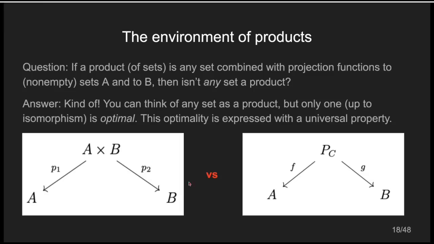Because as long as A and B are non-empty, any set is going to have functions to them. So let's say PC is a candidate for the product, a product candidate. It's just some arbitrary set we don't know. Well, doesn't it have a function f to A and a function g to B? The answer is kind of, yeah, it does. But what we're going to see is that it's not necessarily optimal. A times B is going to end up being optimal. This other candidate may not be optimal. And we're going to express that with a universal property.